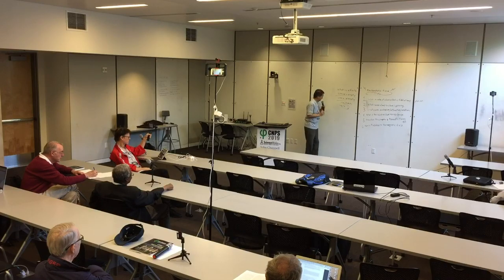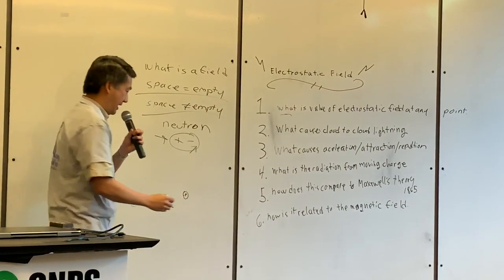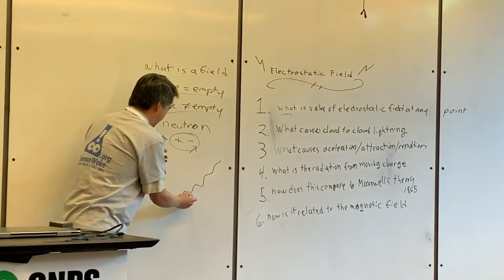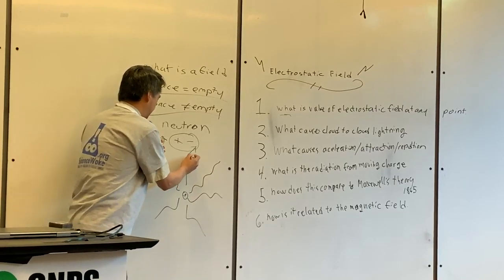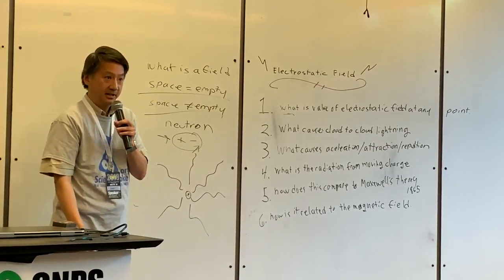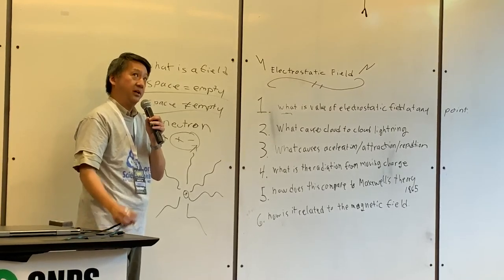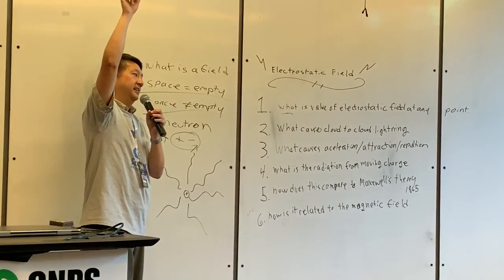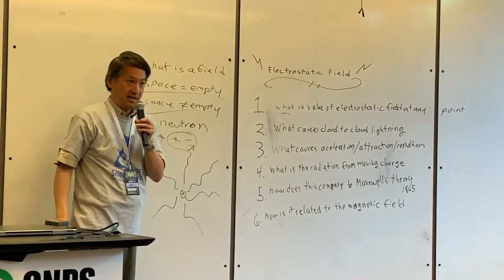So in the last 5 minutes, we're going to go over whether this answers these particular questions. So the question is, what is the value of the electrostatic field at any point? Well, I am saying that the electron here is generating a wave, okay? And this would be an ordinary electromagnetic wave, like light.